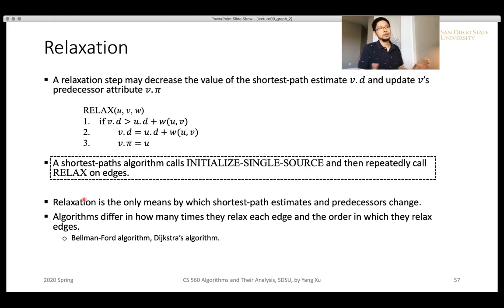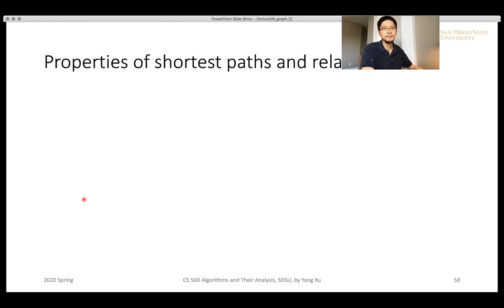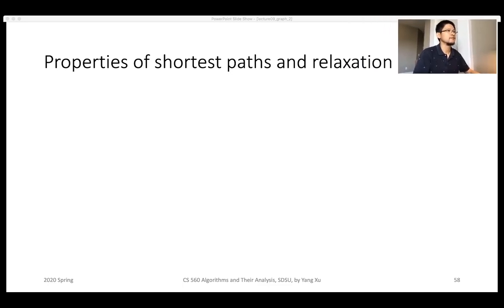So in this lecture we focus on Bellman-Ford and Dijkstra's, which differ in the order in which they relax edges. Regarding the relax procedure and the properties of shortest paths, there are some interesting theorems or properties that we may need in the design of algorithms.